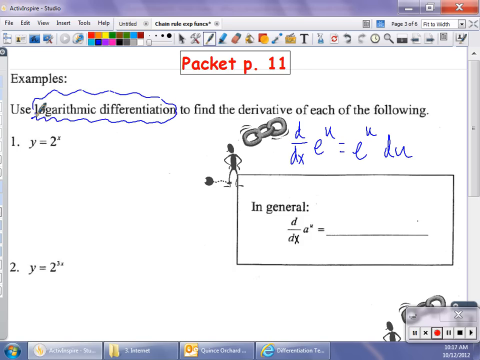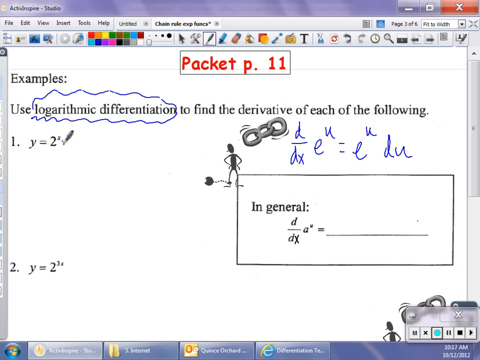Now, logarithmic differentiation is simply a process by which we're going to take the log of both sides, and we can use any base that we want. I'm going to use base e, so I'm going to take the natural log of both sides. And the reason we want to take the log of both sides is because that allows us to bring the power of x down using log properties.